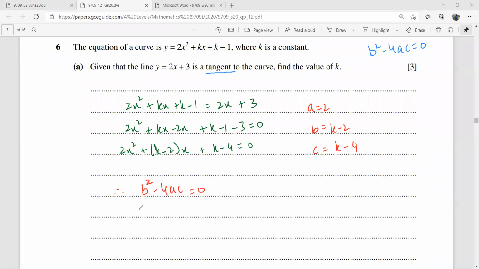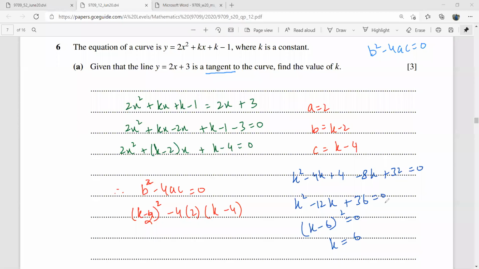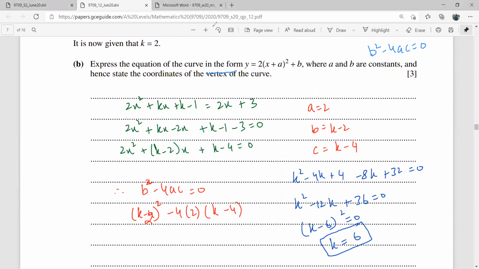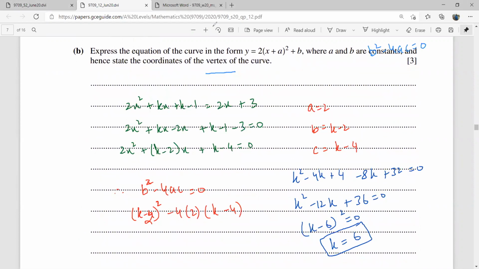Okay, so this is (k minus 2) whole square minus 4 into 2 into (k minus 4). Please solve this equation. After solving this equation, you will be getting k equal to 6. Let's see what do we have in the B part here. It is now given that k is 2. Express the equation of the curve in the form this. So what was the equation of the curve?